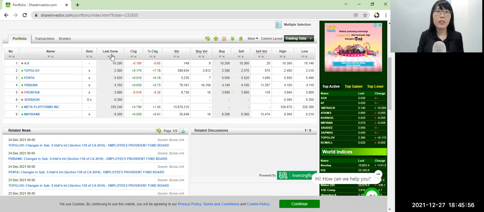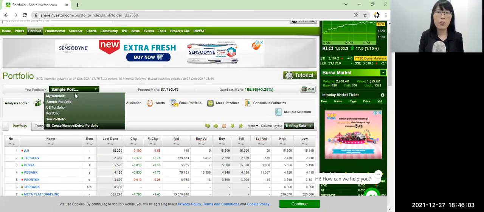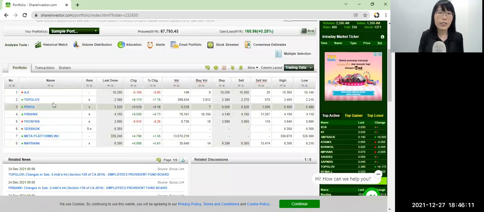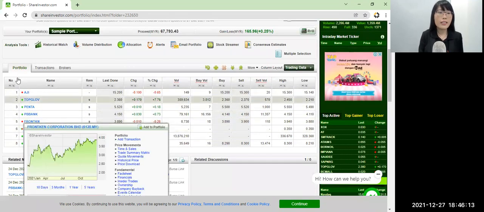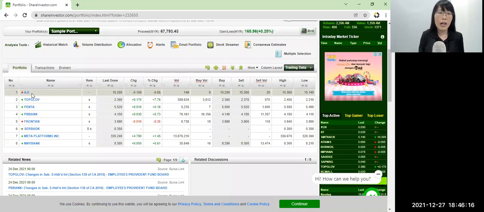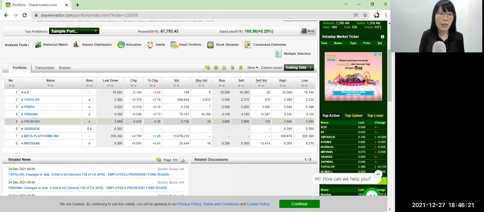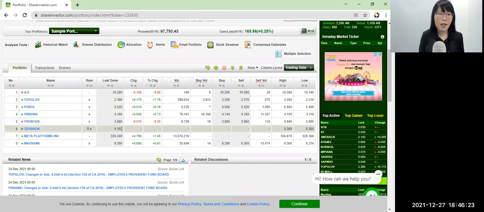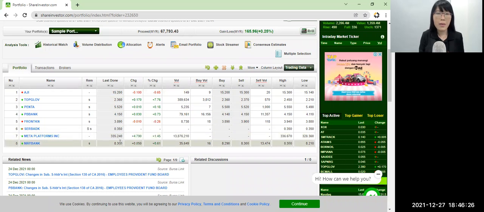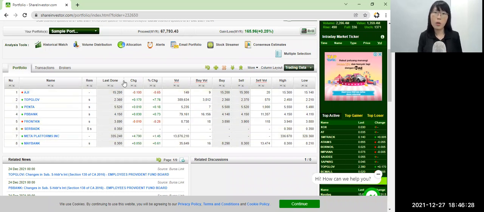So how does it go? You also can create another portfolio. For example, these are some portfolios that I have created. You can see your portfolio consists of 8 stocks. Inside your portfolio, you have Ajinomoto, Top Glove, Panda, Public Bank, Franken, Server Dynamic, Meta Platform, and Maybank, and so on. You can add whatever stock you want.